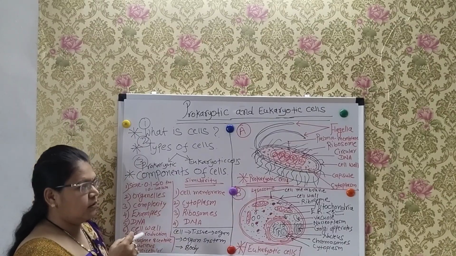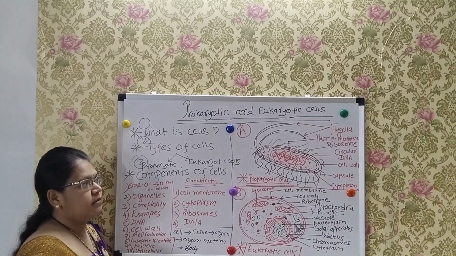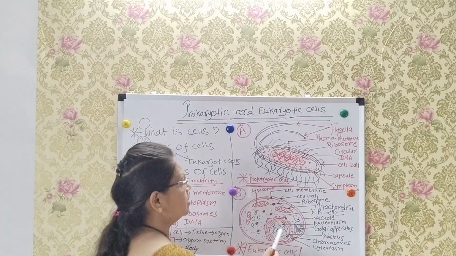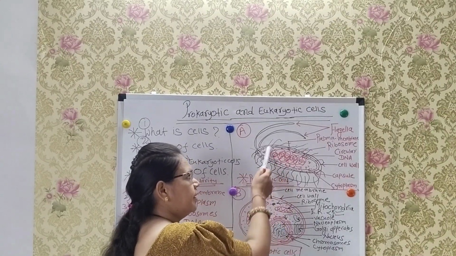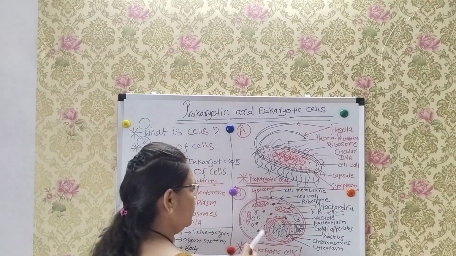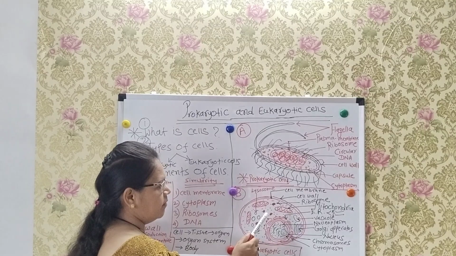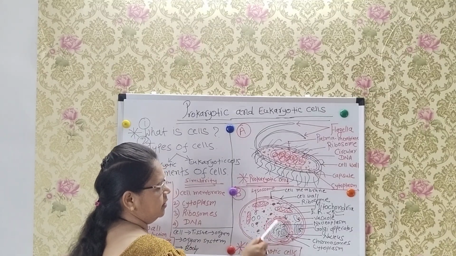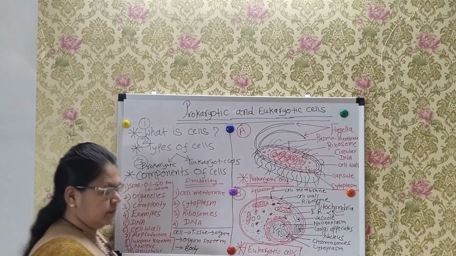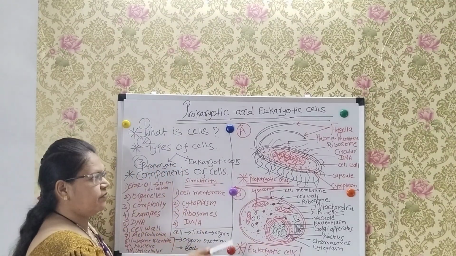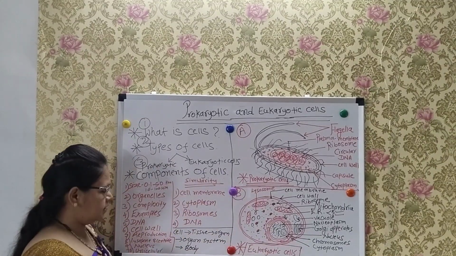Next, DNA. In both prokaryotic cells and eukaryotic cells, DNA is present, but in prokaryotic cells, a single circular strand of DNA is present in the nucleoid area, but in eukaryotic cells, multilinear double strand DNA is present in the nucleus. So this type of difference is found in the DNA of prokaryotic cells and eukaryotic cells.